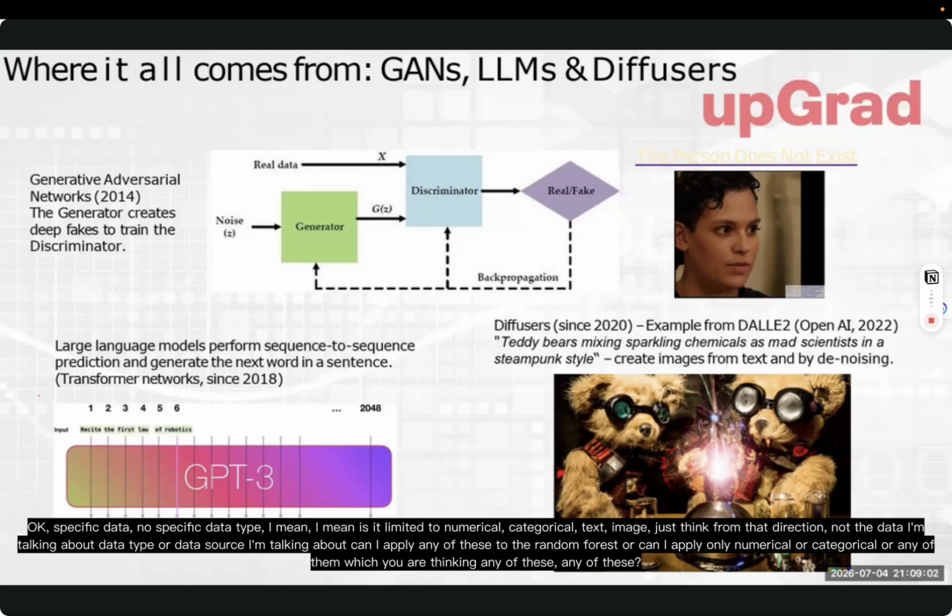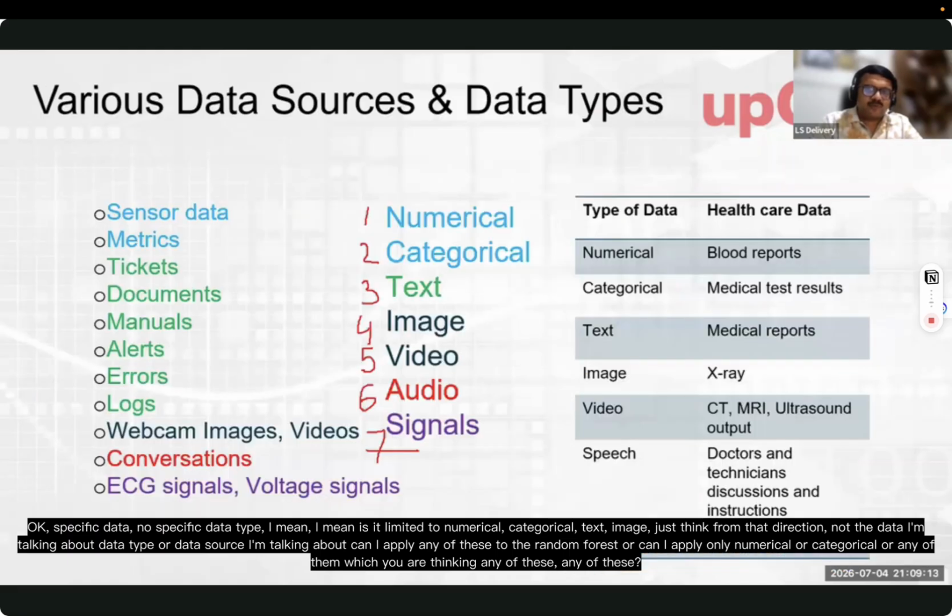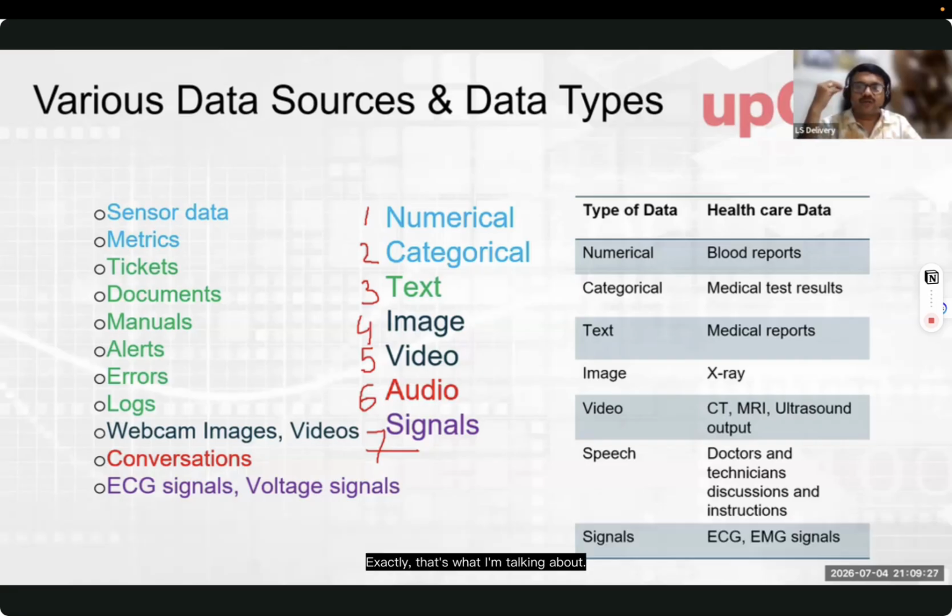Can you apply it to any of the data or any specific data? I mean the data type: is it limited to numerical, categorical, text, image? Just think from that direction, not the data I'm talking about, but the data type or data source. Can I apply any of these to the random forest, or only numerical or categorical? Any of these, exactly. That's what I'm talking about.